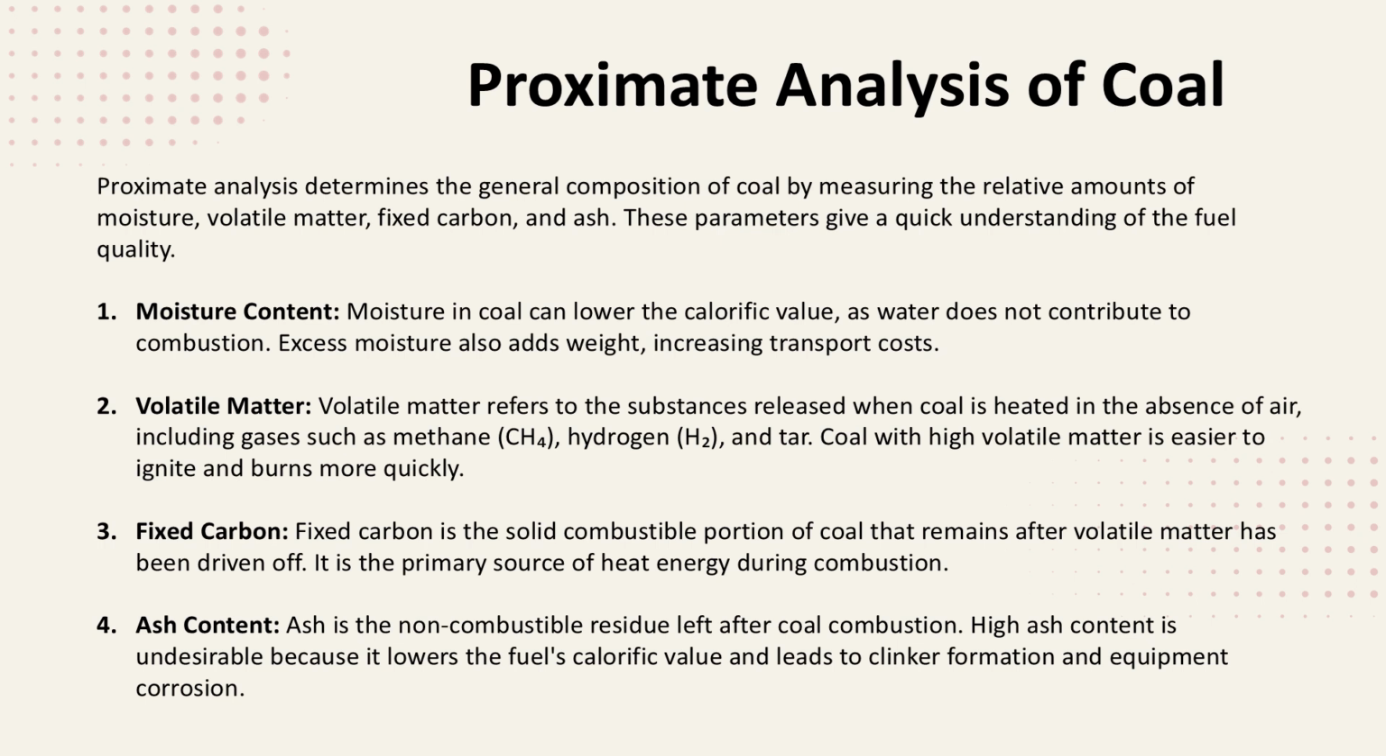Volatile matter, substances released when coal is heated, including gases like methane, hydrogen, and tar. Coal with high volatile matter ignites easily and burns quickly. Fixed carbon. The main combustible part that remains after volatile matter is driven off. It provides most of the heat energy during combustion. Ash content. The non-combustible residue left after combustion. High ash content lowers the fuel's calorific value and can cause problems like clinker formation and equipment corrosion.